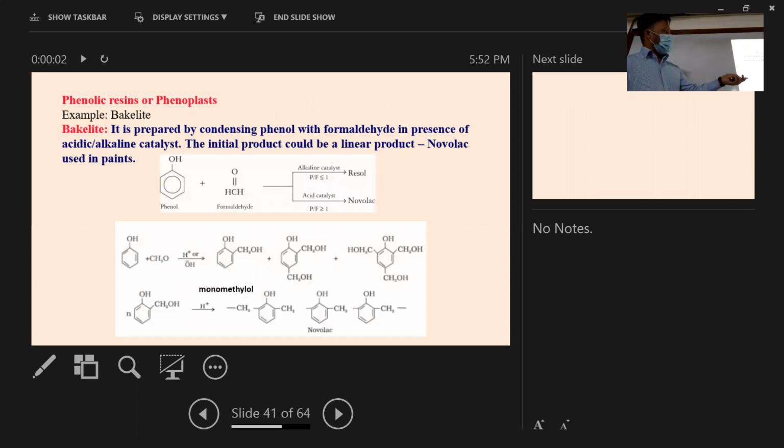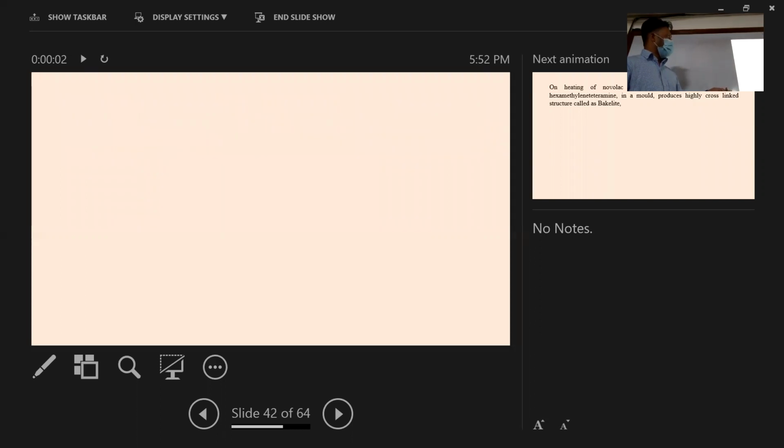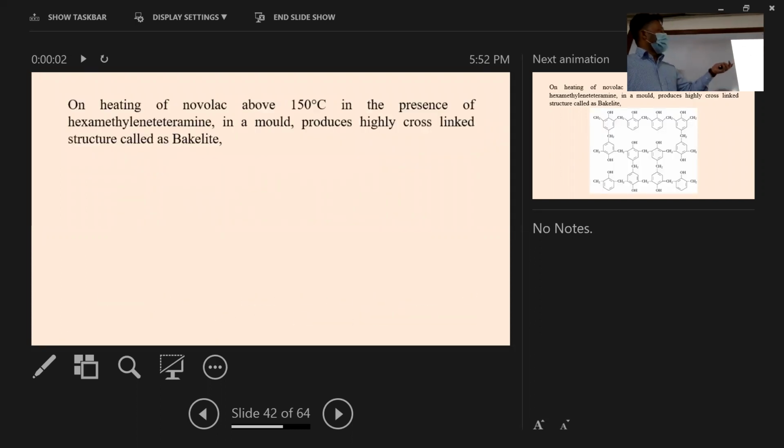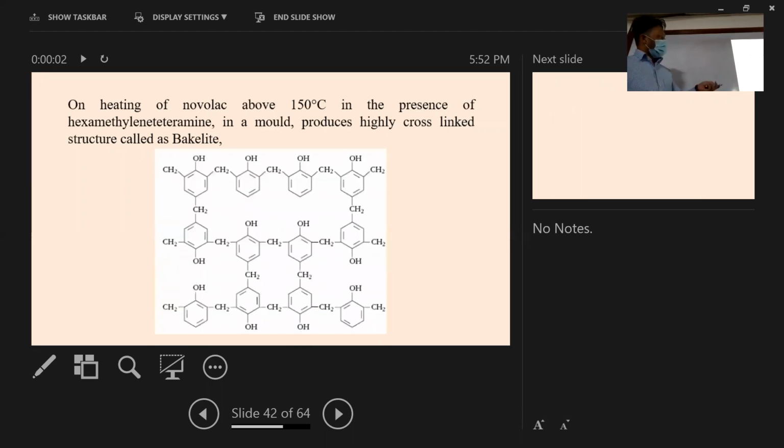So first, what we will get? We will get this compound, just phenol formaldehyde reacting with Novolac, and then if we heat above 150 degrees Celsius in the presence of hexamethylene tetramine in a mole, it produces a highly cross-linked structure called bakelite. Here you can see cross-linked. This one is linked with this, and then another one. These are linked together. So a highly cross-linked polymeric material, which is known as bakelite.